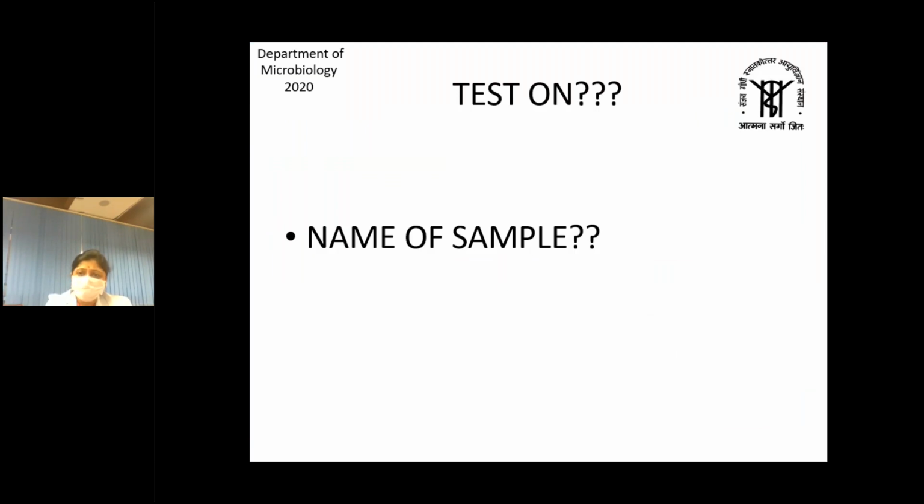Now, before taking a printout of the form or raising a form, we should be very clear to fill in the test on field. It is very important to tell us whether the sample is pus, urine, sputum, a swab, tissue bits, or biopsy sample. That is a mandatory field because it gives us a clue regarding the nature of the sample and the site of infection.